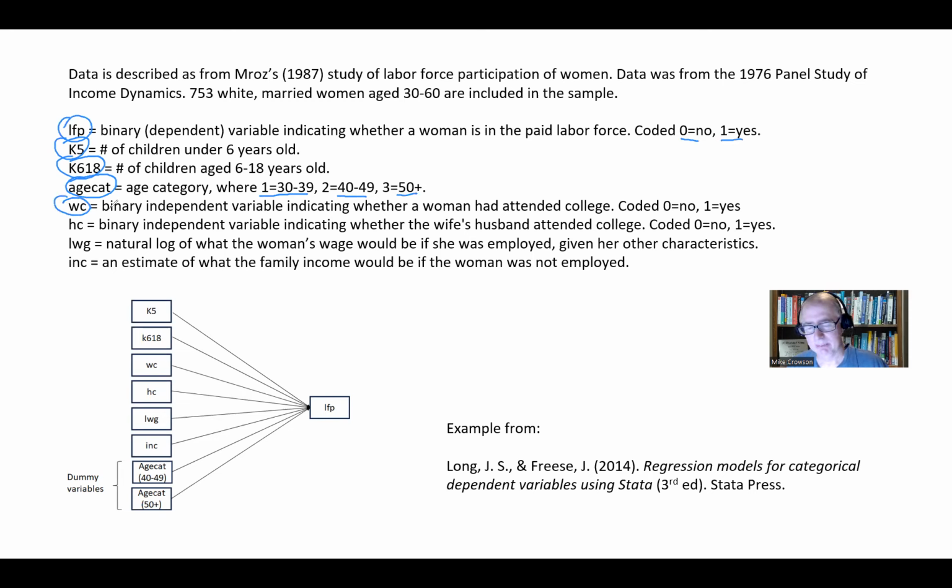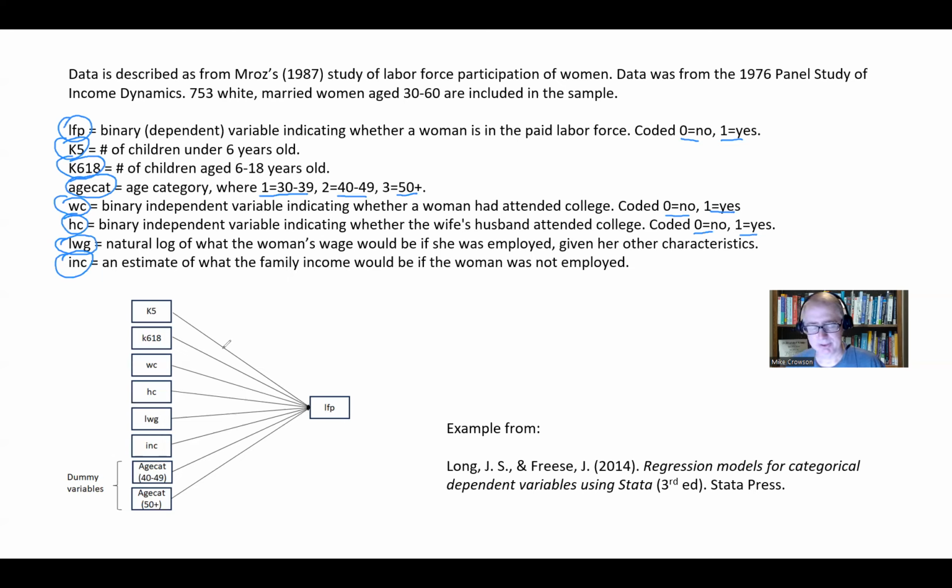We have this WC variable right here, which is a binary independent variable indicating whether a woman had attended college. This is coded 0 for no and 1 for yes. We also have HC, which is a binary independent variable indicating whether the husband had attended college. It's coded 0 for no and 1 for yes. Then we have this LWG variable right here. This is the natural log of what the woman's wage would be if she was employed, given her other characteristics. And the last variable is this INC variable. This is family income of what it would be if the woman was not employed.